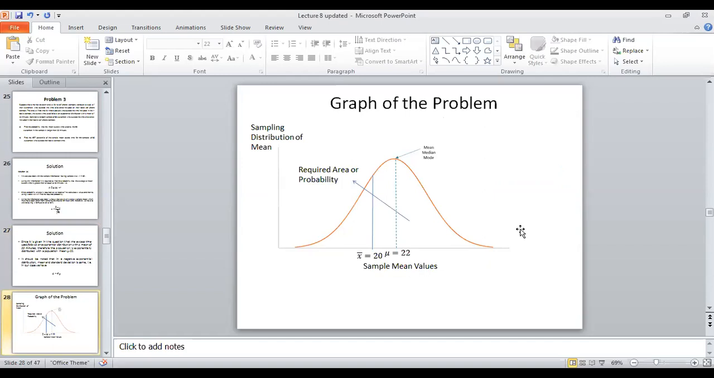The graph of the problem can be made this way: we have the sampling distribution of the mean, where on the horizontal axis we have sample mean values. The central value of this sampling distribution of the mean, which is also the population mean, is 22, and the sample given to us has a mean value of 20. So definitely it will be on the left hand side of this population mean, and we have to find the area on the right hand side of this x bar value. We have to find all this area on the right hand side of the x bar 20 value.